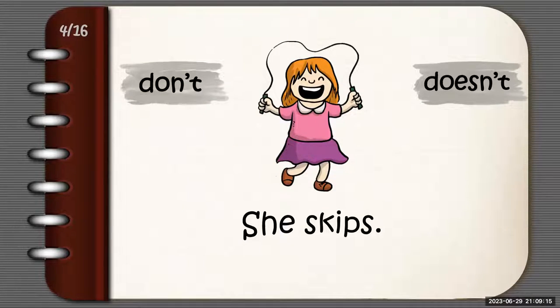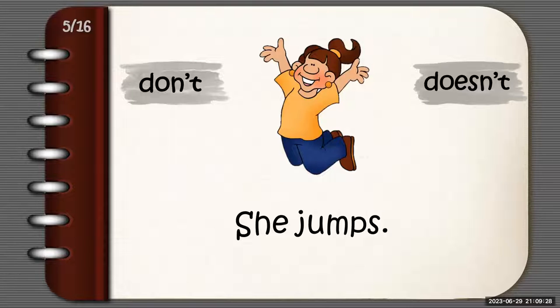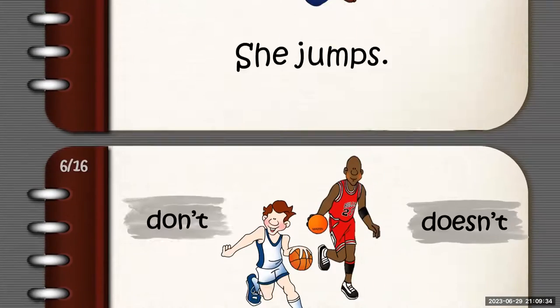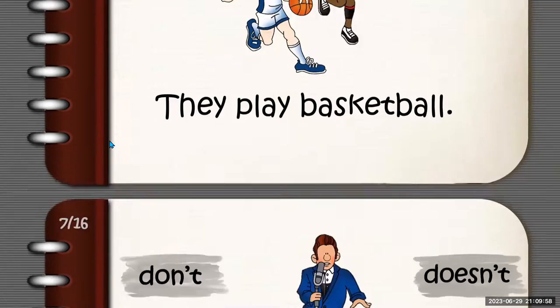What about this one? She doesn't skip. Next. She doesn't jump. It's negative, okay? They don't play basketball. They don't play basketball. They play soccer. Okay, one more.